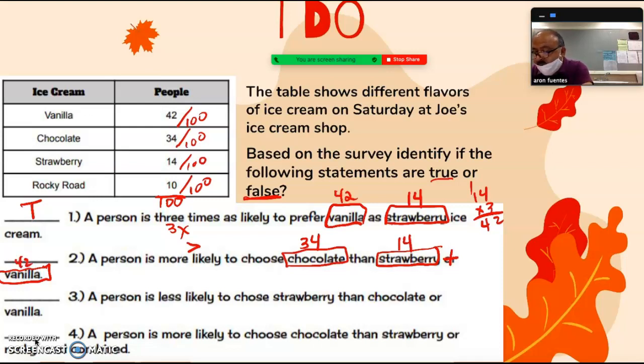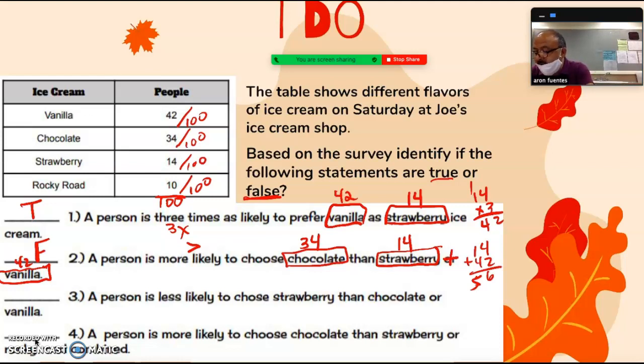So if I add the strawberry and vanilla, it'll be 14 plus 42, which gives me 56. And 56 is not less than 34. So remember, it says more likely, so that means that chocolate would have to be greater than strawberry and vanilla, which is not the case. So this will be false.